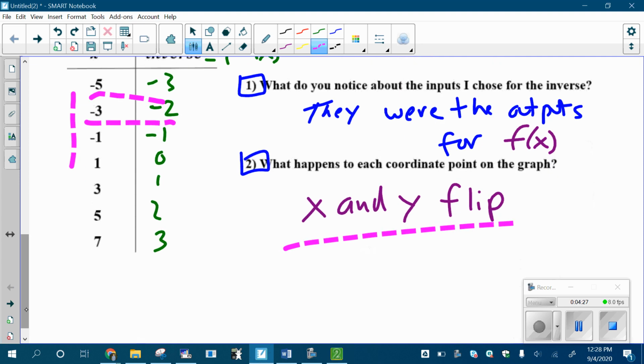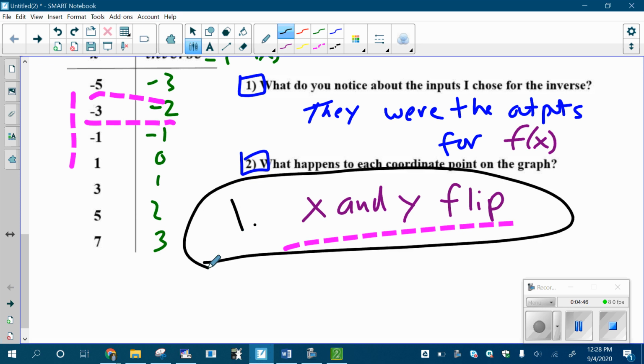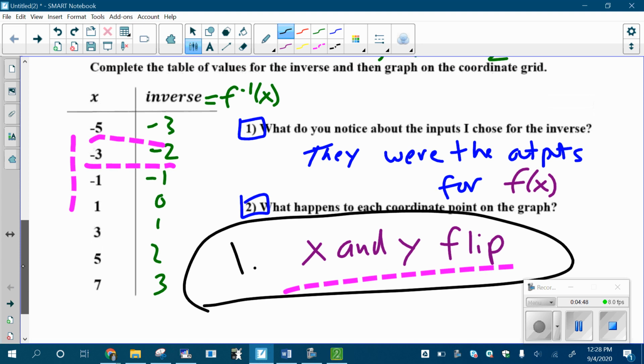So you notice all of those points, the x and the y, flip. That's always going to be true of a function in its inverse. Your inputs and your outputs flip, your x's and your y's flip. Okay, so that's one big thing to note about inverses. The x's and y's flip. And we're going to come back to that idea.